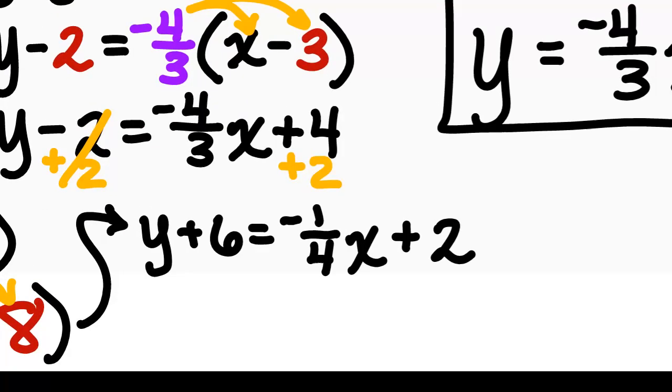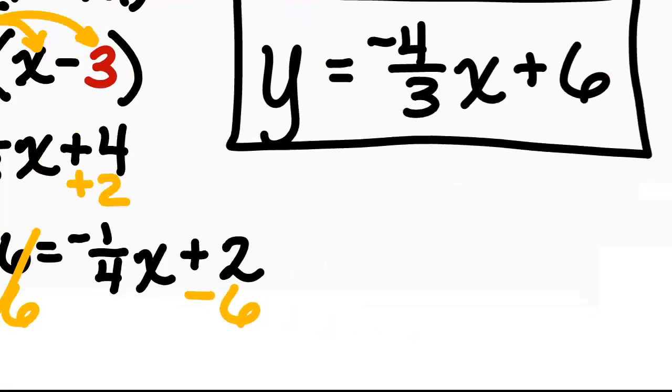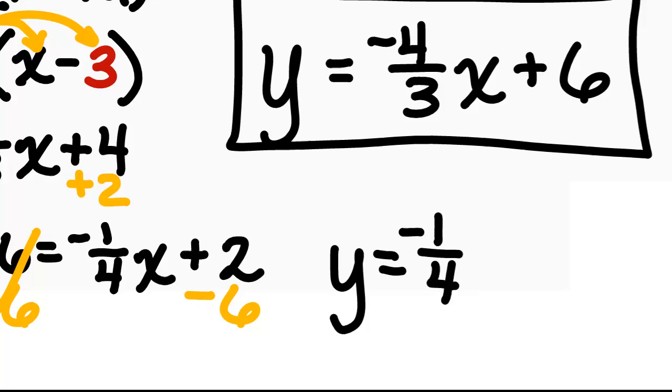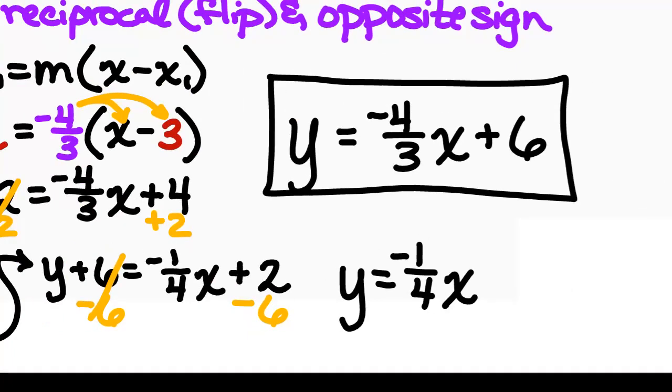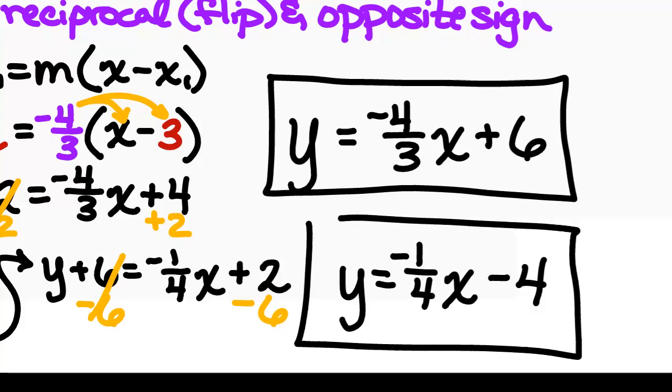Last thing I need to do, get the y alone. What should I do to get the y alone? Subtract 6. So that would give me y equals negative 1/4 x. And then what happens when I combine 2 and negative 6? I get negative 4, or minus 4. Very, very nicely done.